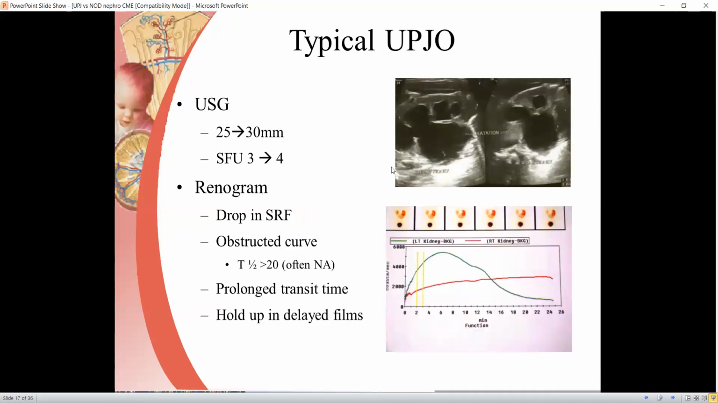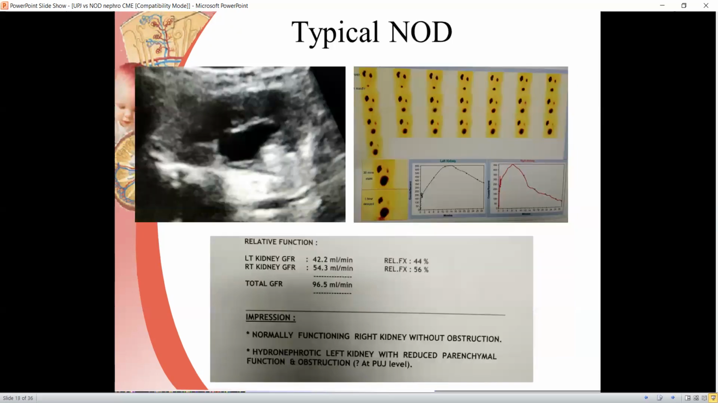So this is a typical PUJ obstruction where the diameter has become 25 to 30 millimeter during the follow-up. Calyces are dilated, cortex is thinned, showing that it is progressing from grade 3 to 4. And in the renogram, there is a drop in split renal function. There's an obstructed curve, T-half is not available, prolonged transit time, hold up in delayed films. So these are all typical cases where you can easily come to a conclusion.